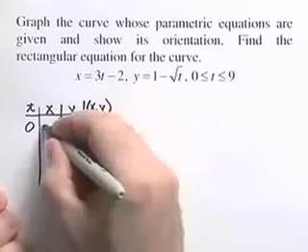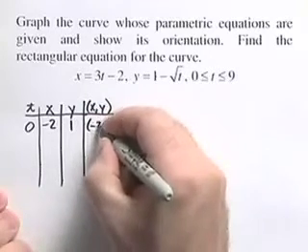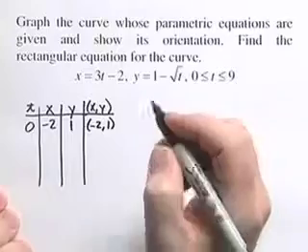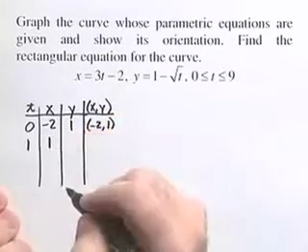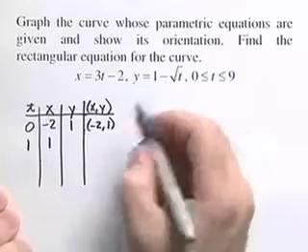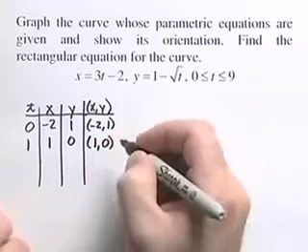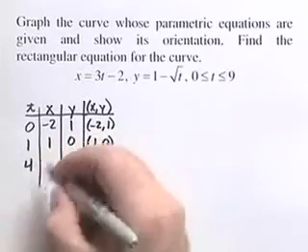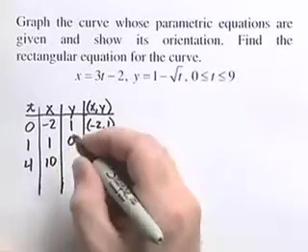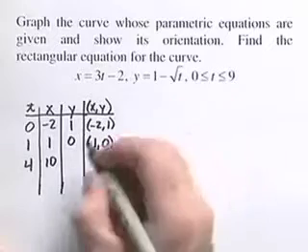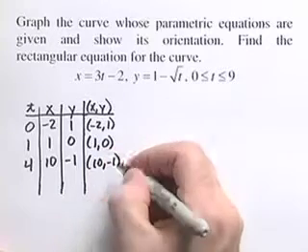If t is 0, x is negative 2, and y is equal to 1. So we would get the corresponding rectangular point, negative 2 and 1. If t is 1, we'd get 3 minus 2, or 1 for x. We'd get 1 minus 1, which is 0 for y. That gives us the point 1 comma 0. If t is equal to 4, we'd get 12 minus 2, which is 10 for x. And then 1 minus 2, which is negative 1 for y. So we'll have the point 10 comma negative 1.